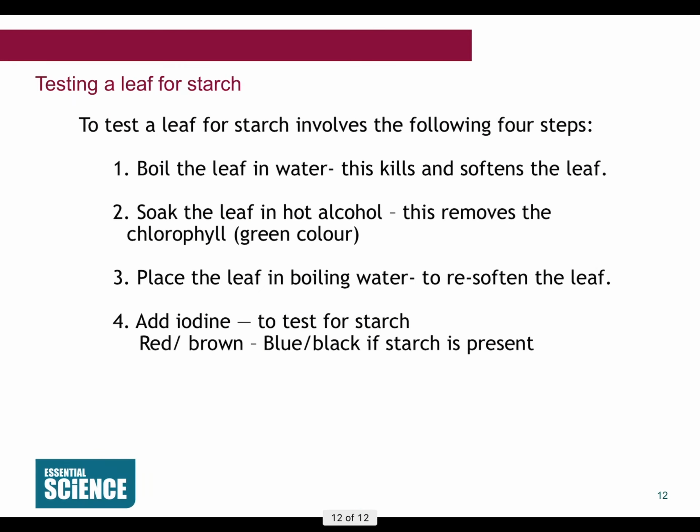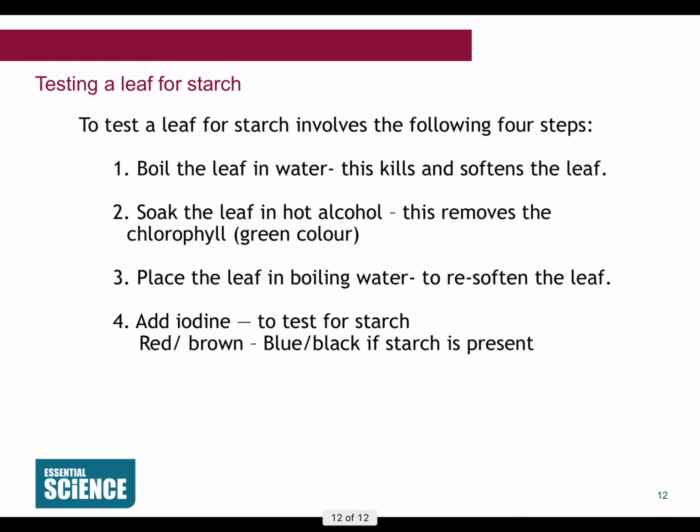So just to recap again on testing a leaf for starch. You have to boil the leaf in the water for a minute. That kills the leaf and softens it and allows the iodine to soak into the leaf at the end. Then you put it into hot alcohol. The boiling in hot alcohol for 10 or 15 minutes removes the chlorophyll. So now your leaves look white. Then you put your white leaf into the lukewarm water or boiling water to re-soften it. And then you test for starch using iodine.